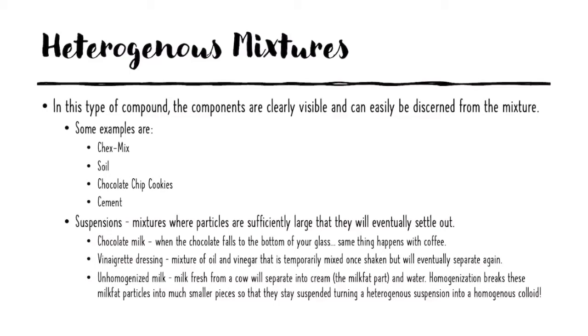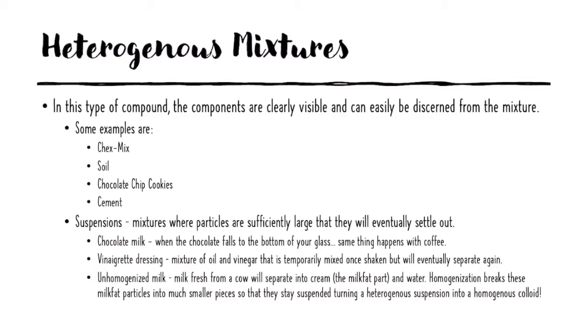Another type of heterogeneous mixture would be a suspension. And suspensions are mixtures where the particles are sufficiently large that they will eventually settle out. So you could mix them up and get them to temporarily form what we call a suspension, but then eventually those particles are heavy enough that they're just going to settle right out of that solution. They'll go to the bottom.